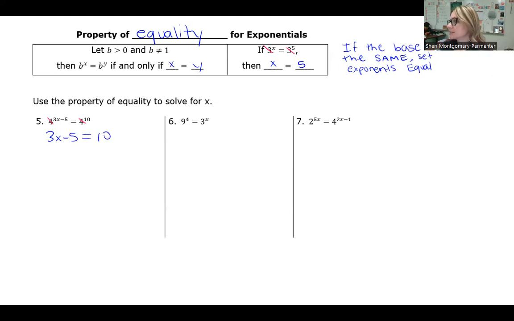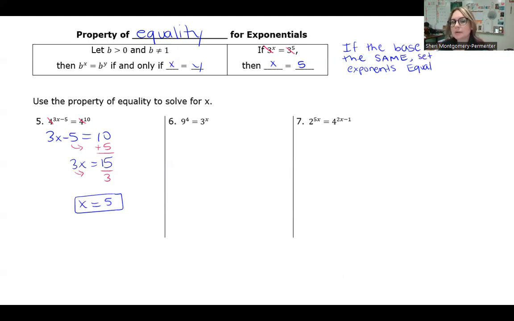Can we solve for x? Yes, of course we can. So to get x by itself, what should I do first? I need to move the 5, so I will add 5. And I just have one last step. Divide by 3. What does x equal? Y'all just did some big kid math.